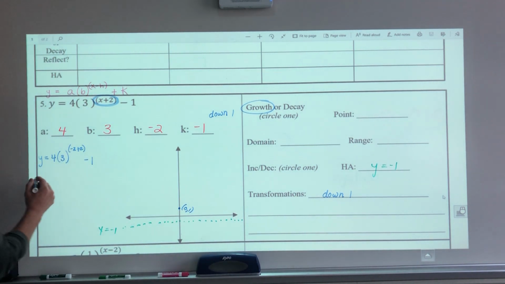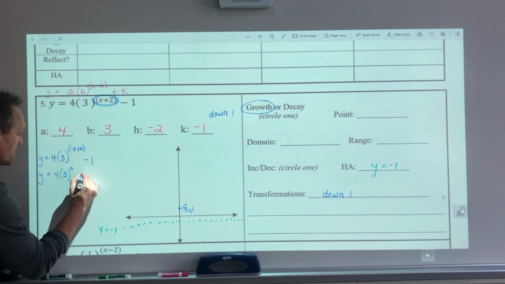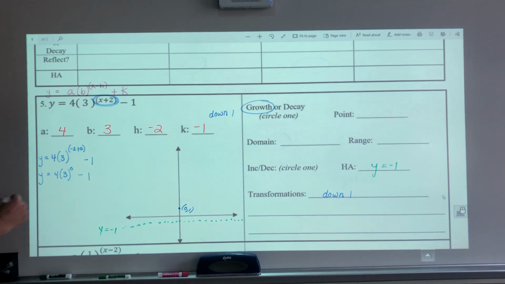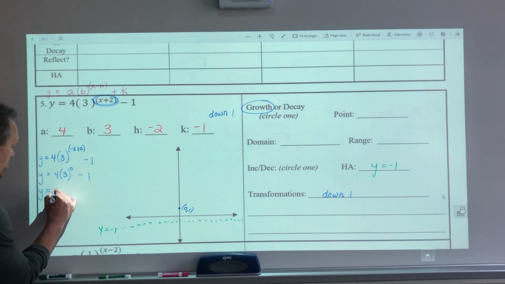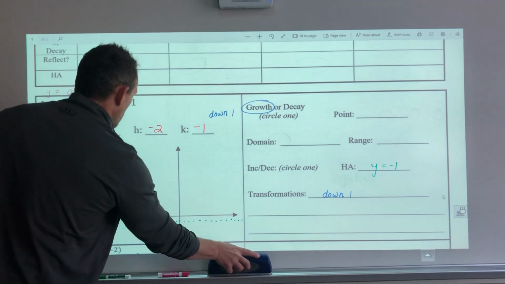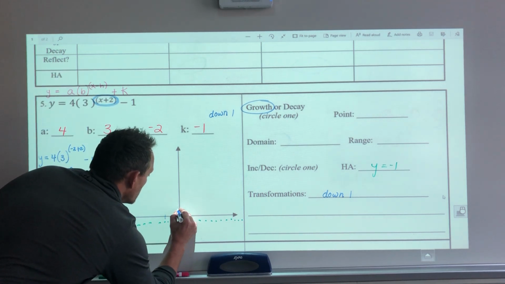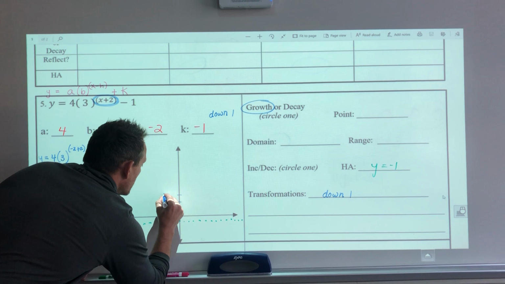If I made x equal to -2, then I'm going to have y equal to 4 times 3 raised to the 0 minus 1, which is y equals 4 times 1 minus 1, which is y equals 4 minus 1, which is y equal to 3. So our baseline point now, instead of it being 1, 0, is going to be at -2, 3.